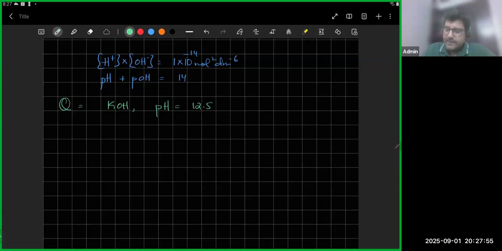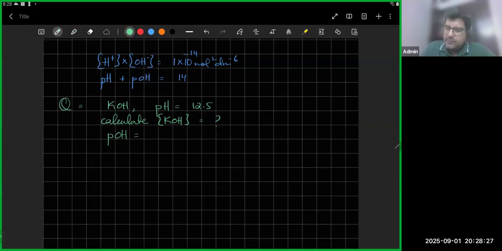As the pH is 12.5, they're asking us to calculate the KOH concentration. Square brackets means concentration, okay? So what is the concentration of that? Now, since we are dealing with a base, what is more convenient is not pH, because pH is for acids, or for H plus. What is more convenient is that you deal with pOH.